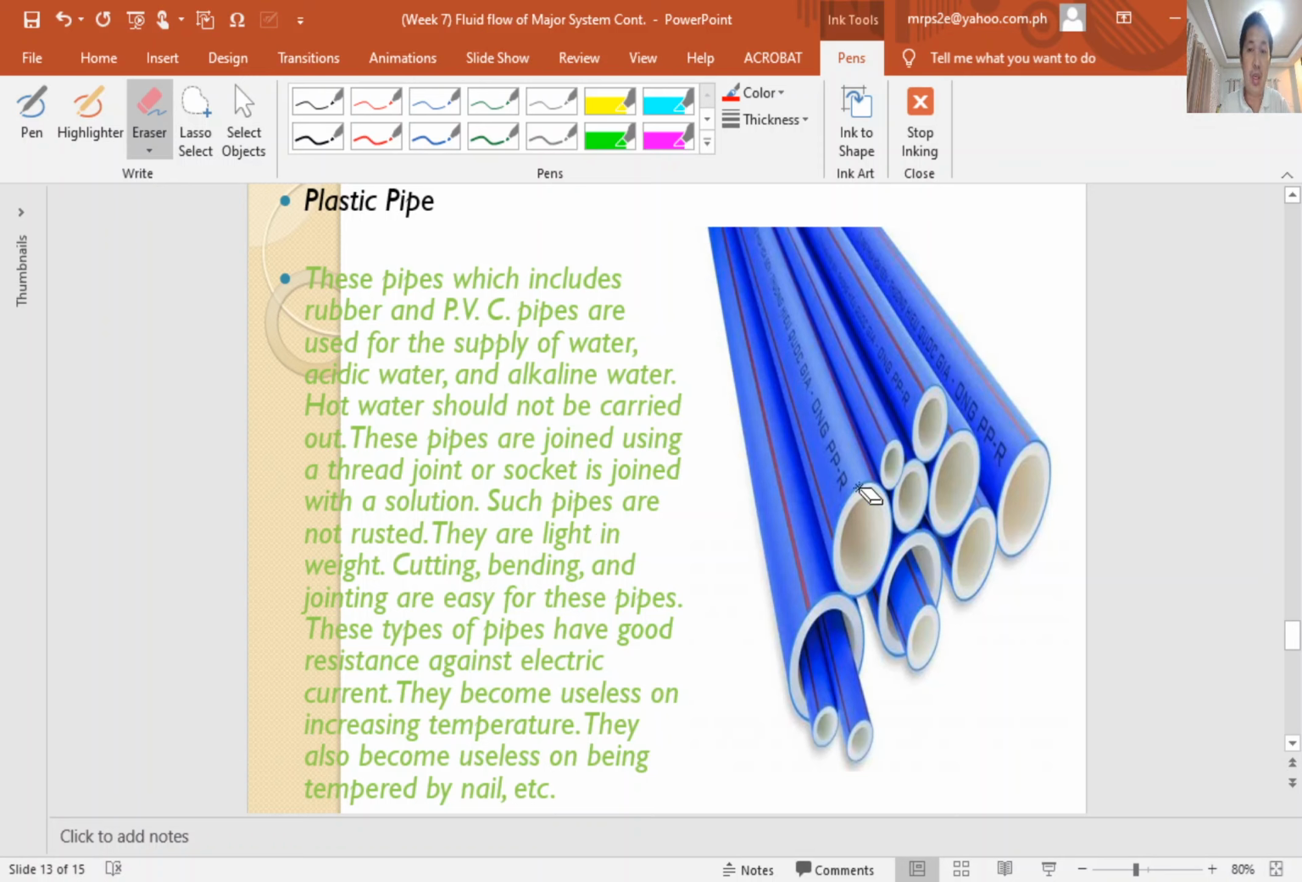Because if you apply this in high temperature, it will melt. So this is useless in an increasing temperature. But it's good, it can handle acidic water and alkaline water. So the problem is hot water. This one cannot carry it.